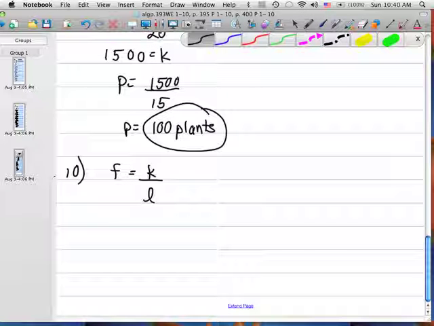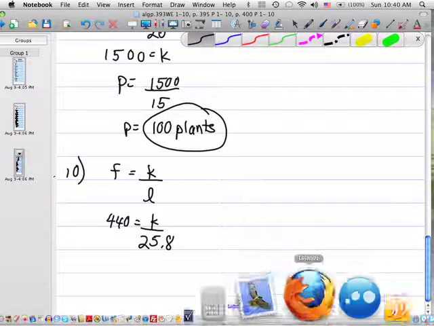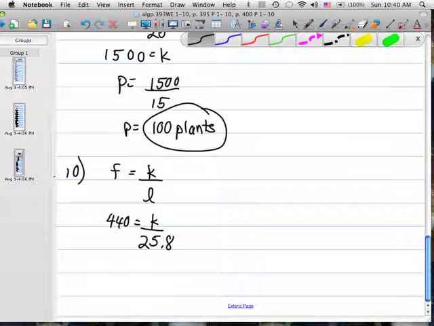The frequency that they first gave us was 440 hertz for a length of 25.8. So take 440 and times it by 25.8, and we get 11,352.